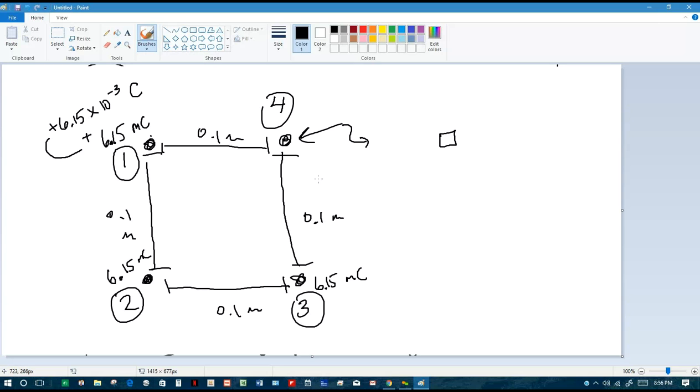Jeremiah, are you there? Yeah, I got you. Okay, so we're only focused on the top right. Which way will the top right charge move just due to charge 1? We're ignoring charge 2 and charge 3 right now. We're going to come back to them later. If only charge 1 and 4 existed, which way would charge 4 move if they're all positive charges?